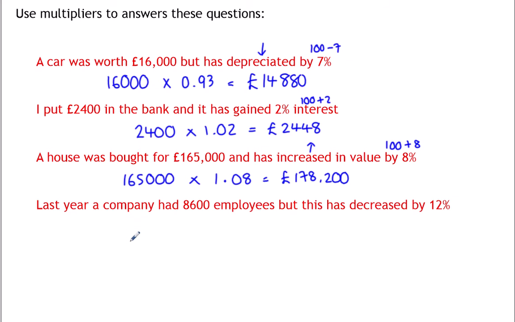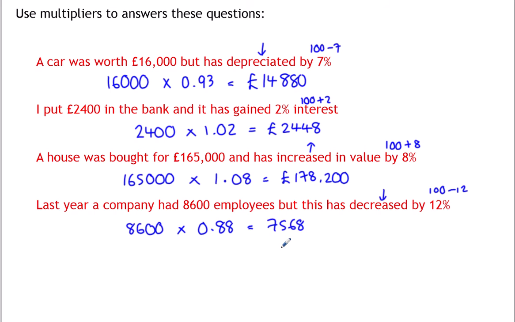And then the last one then. Last year a company had 8,600 employees, so that's the original amount. It's decreased, so it's gone down by 12. 100 take away 12 is 88, so our multiplier is 0.88. 8,600 times 0.88 is 7,568 employees.